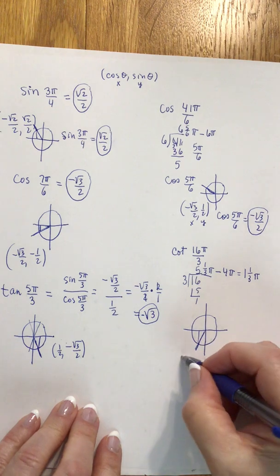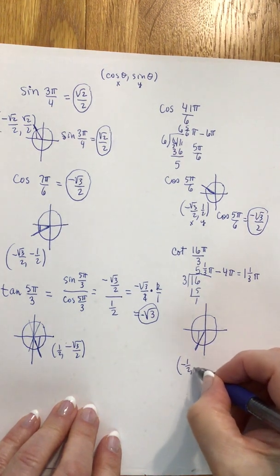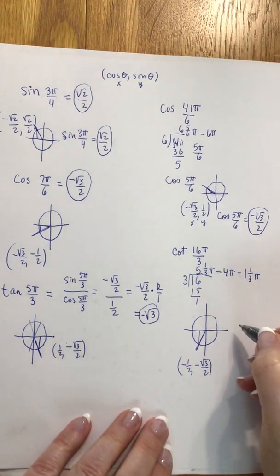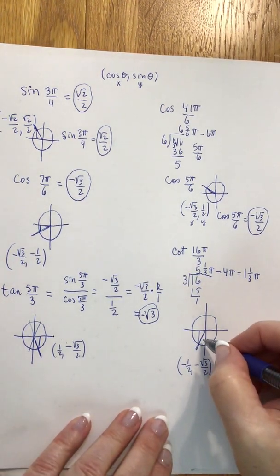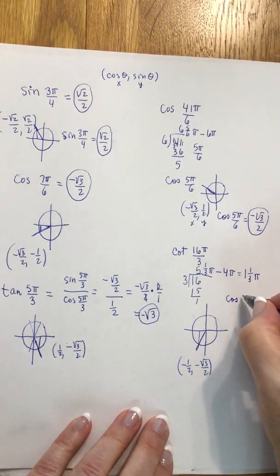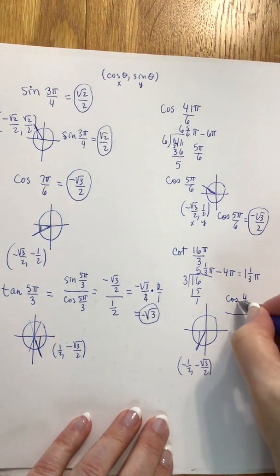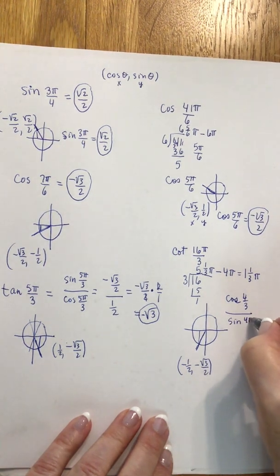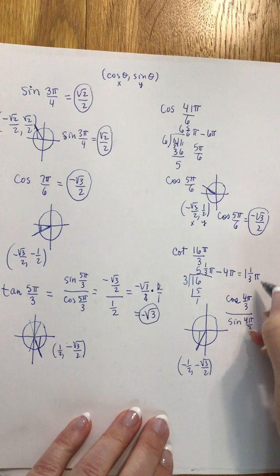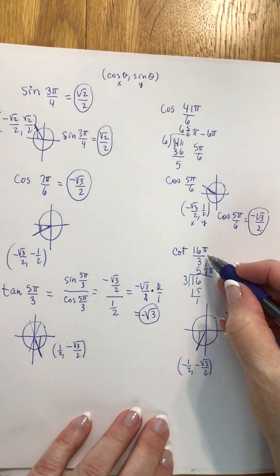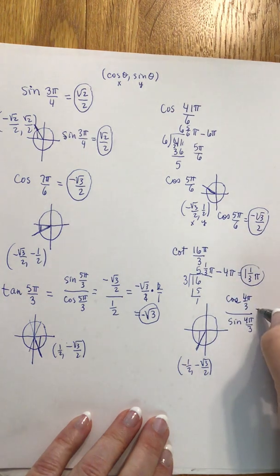So we know this ordered pair is negative 1/2, negative square root of 3 over 2. So we're looking for cotangent of that point. So cotangent is going to be the cosine of 4 pi over 3 over the sine of 4 pi over 3. Because now we're reduced down here to this 4 pi over 3, right? But we could write it as 16 pi over 3 as well, too, if you wanted to.